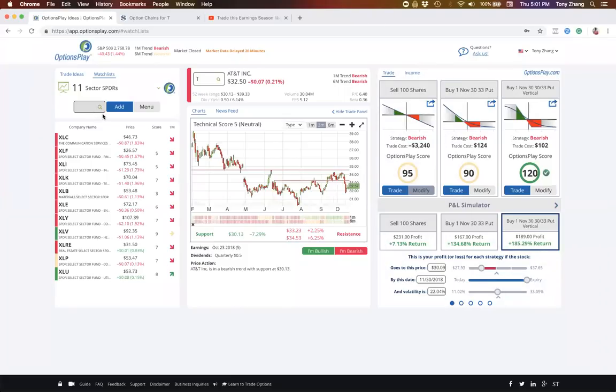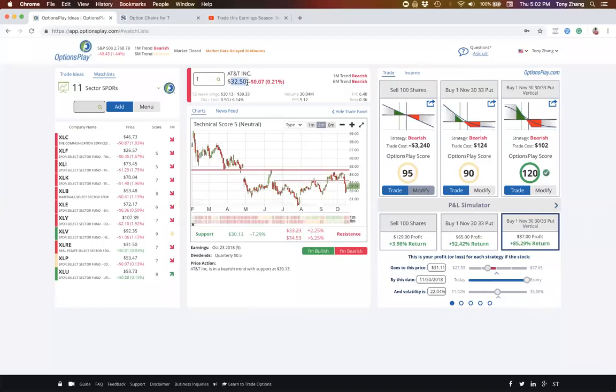So AT&T is at 32.50. We're looking at this spread. You can use our P&L simulator to say, at what point am I going to get enough return from my vertical spread for it to be really worth my while to take a look at? So let's say you want to get at least a 75% return, right? So here it'll tell you the stock needs to move down to $31.11 for that to happen.